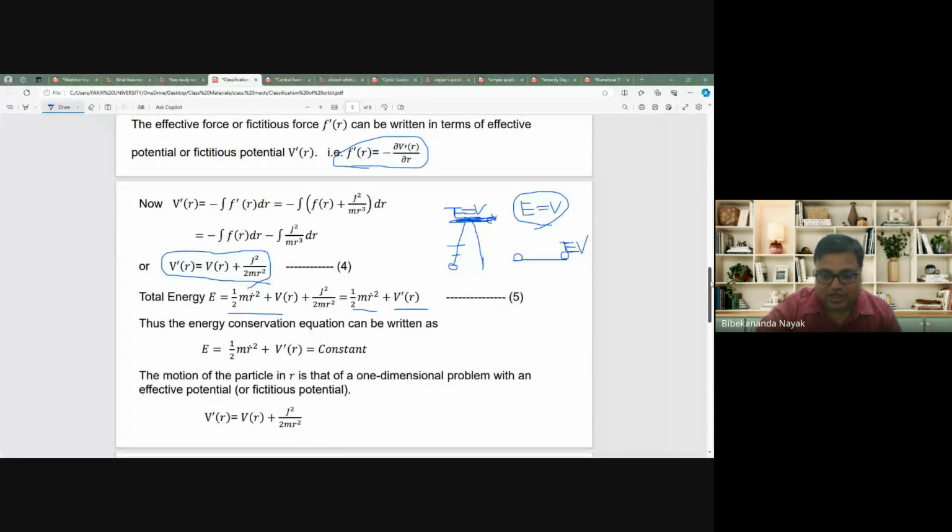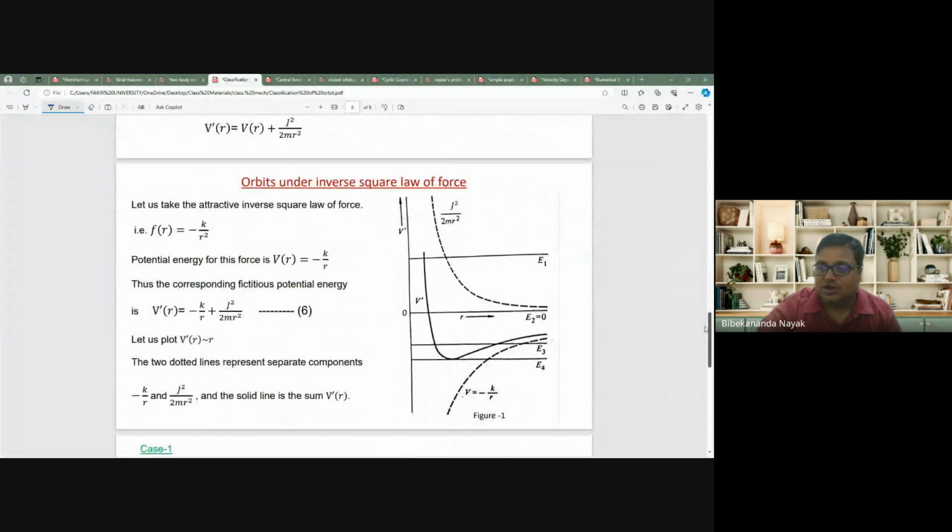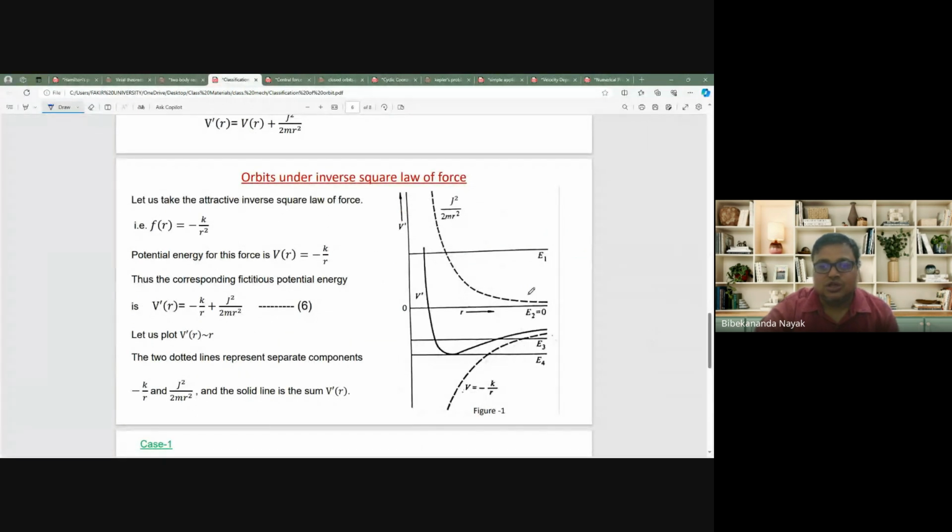And this is actually the main thing for the orbit under inverse square law of force. You see this type of figure on the front page of some books. The important thing is the inverse square law of force. Inverse square means 1 by r square. We take attractive, with negative sign for attractive. This law is your gravitational force; planets revolve around the sun obeying this kind of law.